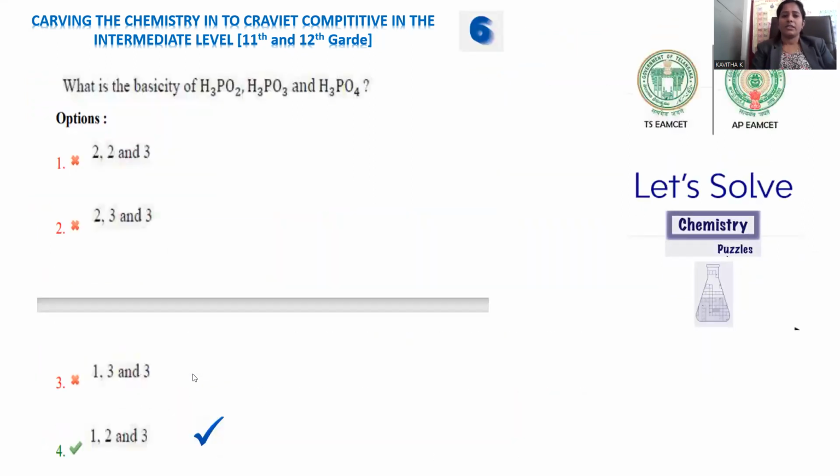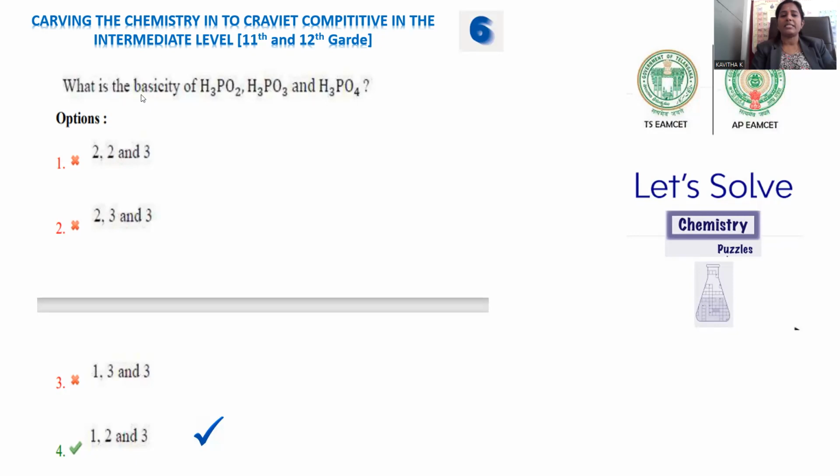Move on to question number 6. What is the basicity of H3PO2, H3PO3, H3PO4? All these are oxy acids of phosphorus. This is called hypophosphorus acid, this is called phosphorus acid, and this is called phosphoric acid. All these are oxy acids of phosphorus.